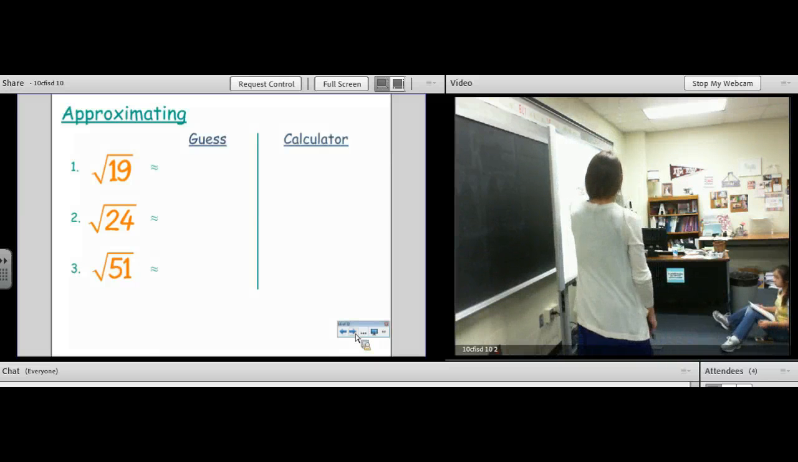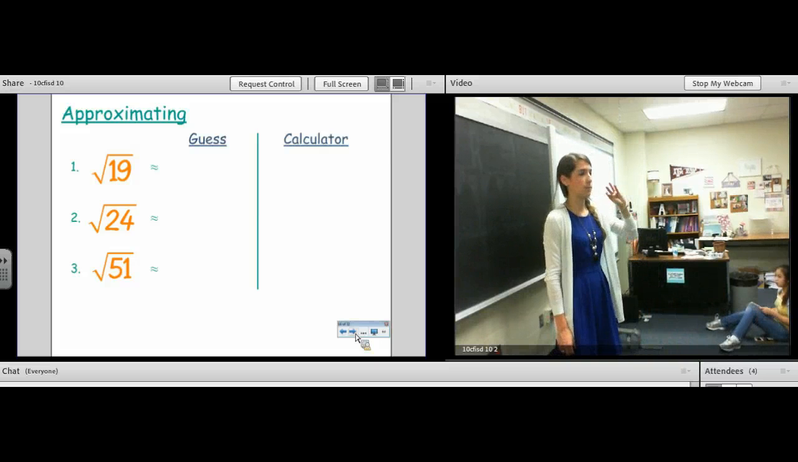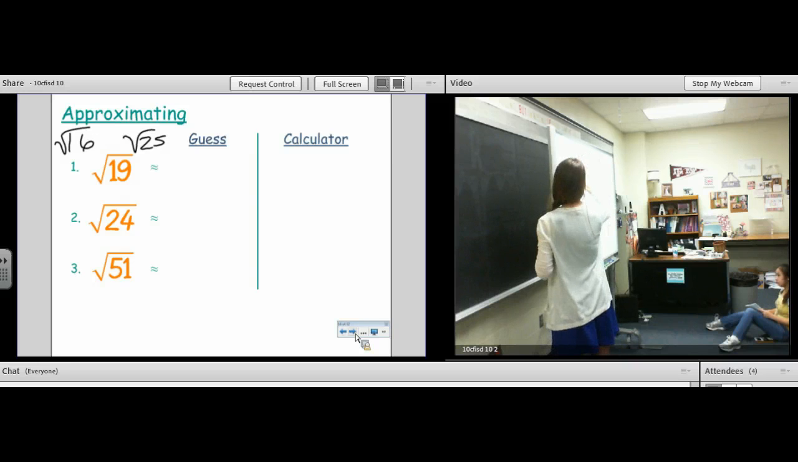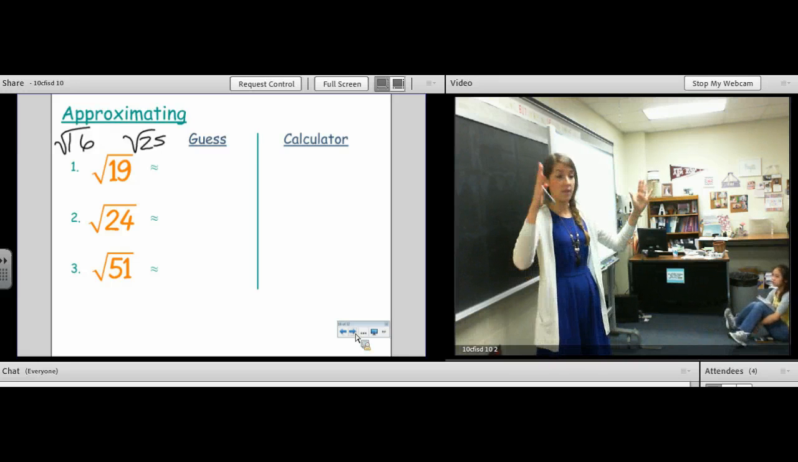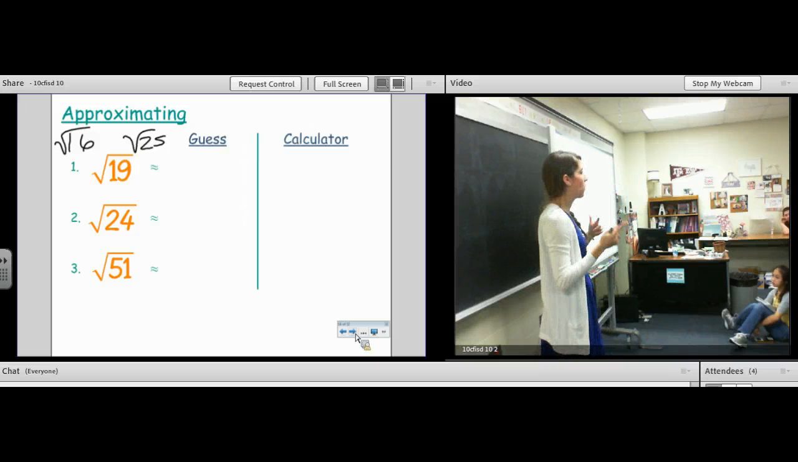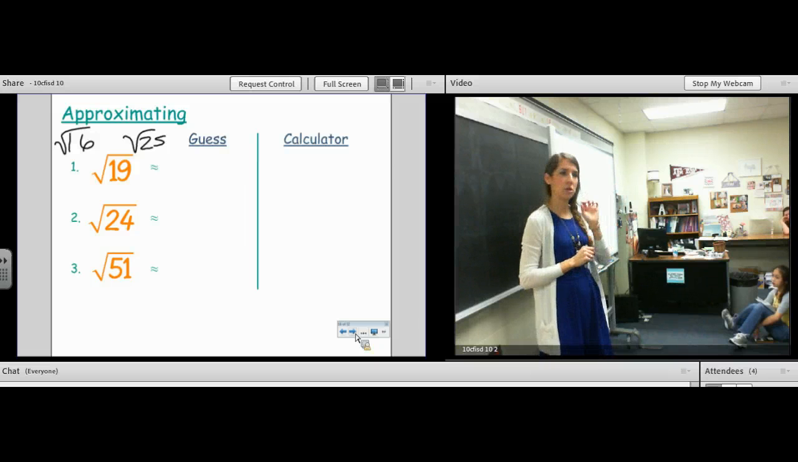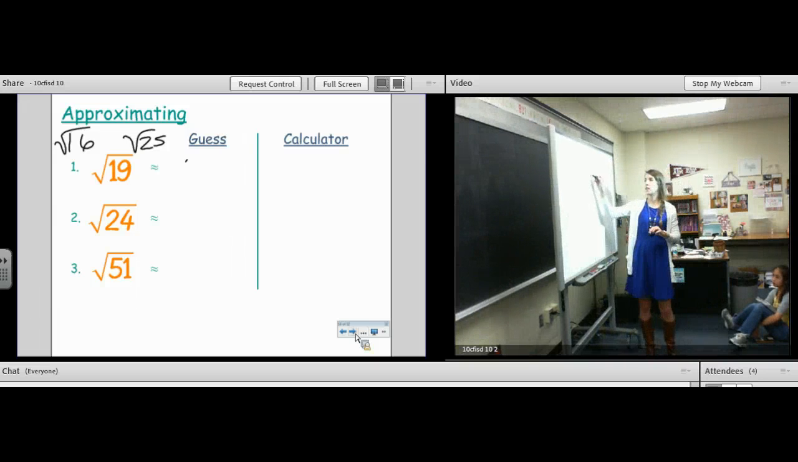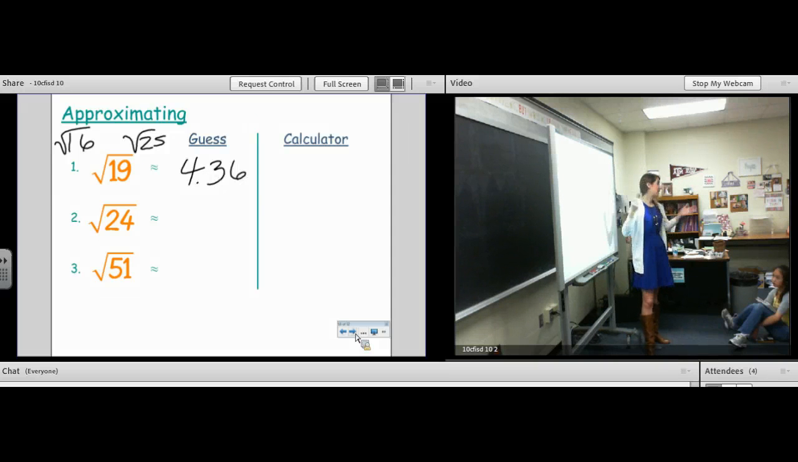What perfect squares are around 19? 16 and 25. So that's 4 and 5. So I know this number falls between 4 and 5. Which one is it closer to, 4 or 5? 4. A little bit closer to 4. So let's guess to the nearest hundredth. What do you want to guess? Don't touch your calculator. 4.2. 6. That's what I heard first.